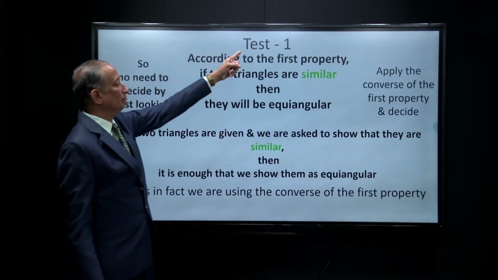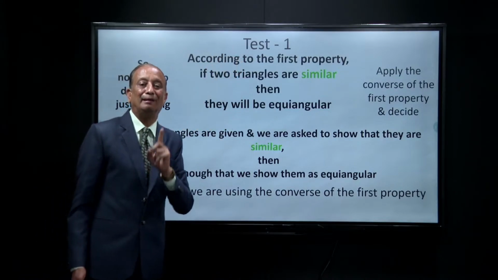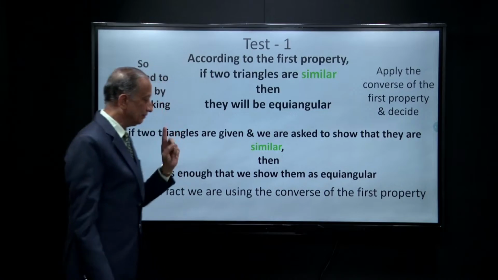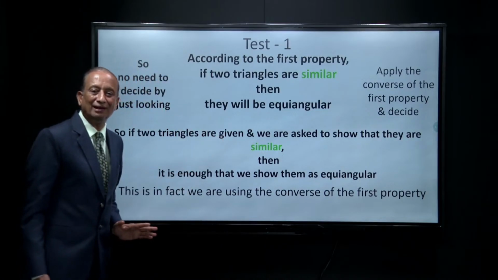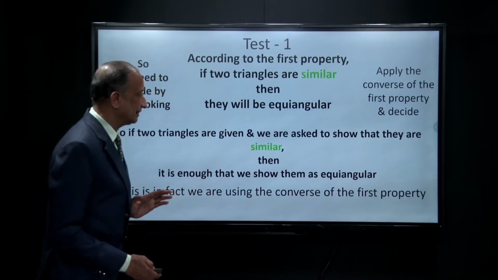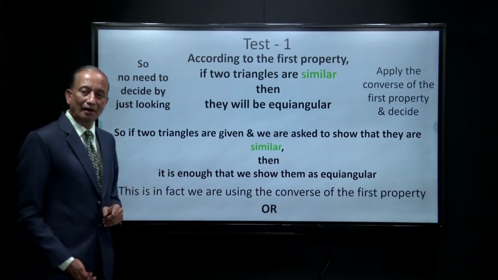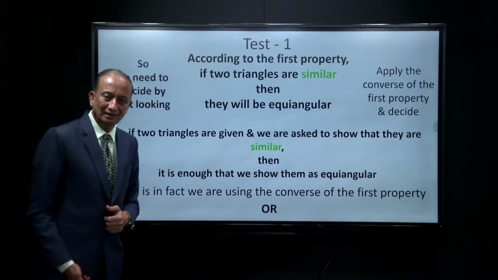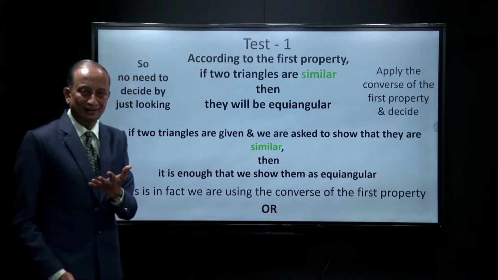Children, let us remember this as test number 1. According to this test, find out whether they are equiangular or not. If they are equiangular, straight away you can say that they are similar. Or, we have one more property. Come on, think for a while.